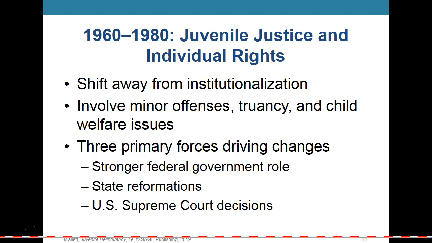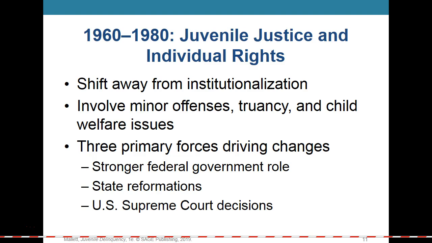1960 to 1980, we saw more juvenile justice and individual rights. The court dockets expanded to include more minor offenses, truancy issues, child welfare concerns, along with criminal activity, and saw a shift away from the institutionalized placement of youthful offenders to more community-based alternatives. Though the local city and county juvenile courts processed youthful offender cases, we saw referring juveniles to probation, supervision, and residential placement.